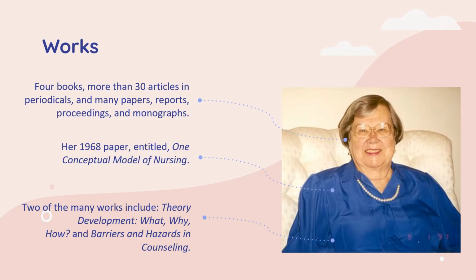Dorothy Johnson was a prolific writer on the subject of nursing theory. Her many publications on this subject profoundly influenced theoretical thinking in nursing during the second half of the 20th century. Johnson's publications include 4 books, more than 30 articles in periodicals, and many papers, reports, proceedings, and monographs. She held a strong conviction that continuing improvement of care was the ultimate goal of nursing. Her 1968 paper, entitled One Conceptual Model of Nursing, is a classic contribution to nursing literature.